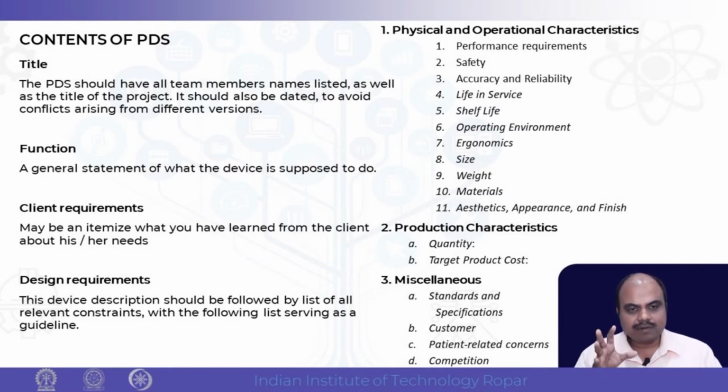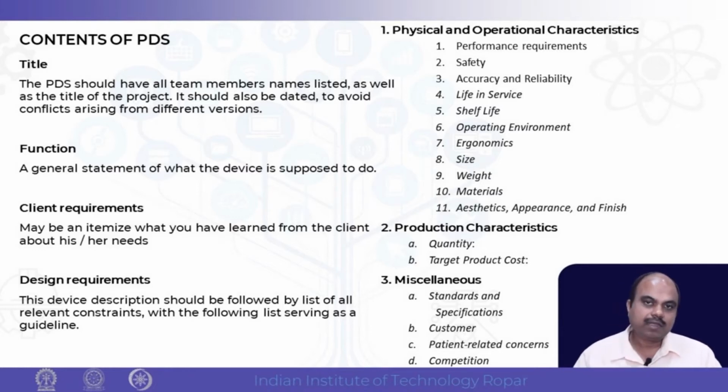We should have a title. It should list the team members, the title of the project, the conflicts arising, and the functions. All this information should be there in the product design specification document. Then the function is what exactly the product is supposed to do.